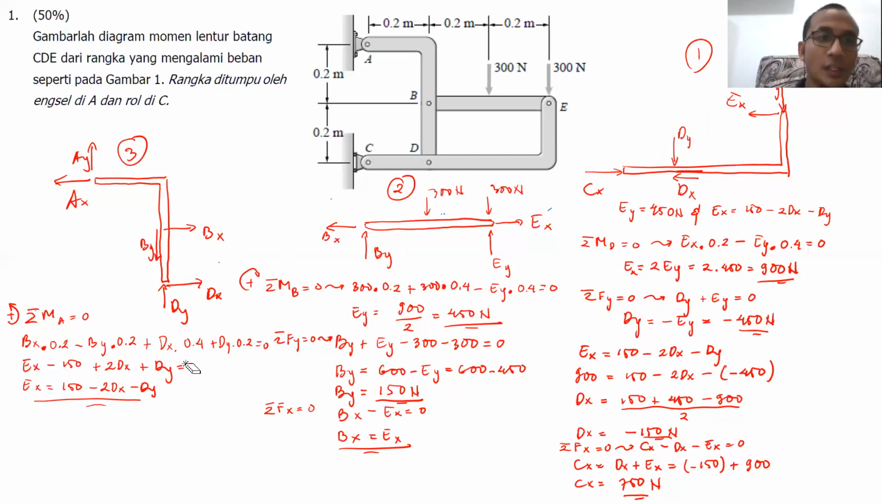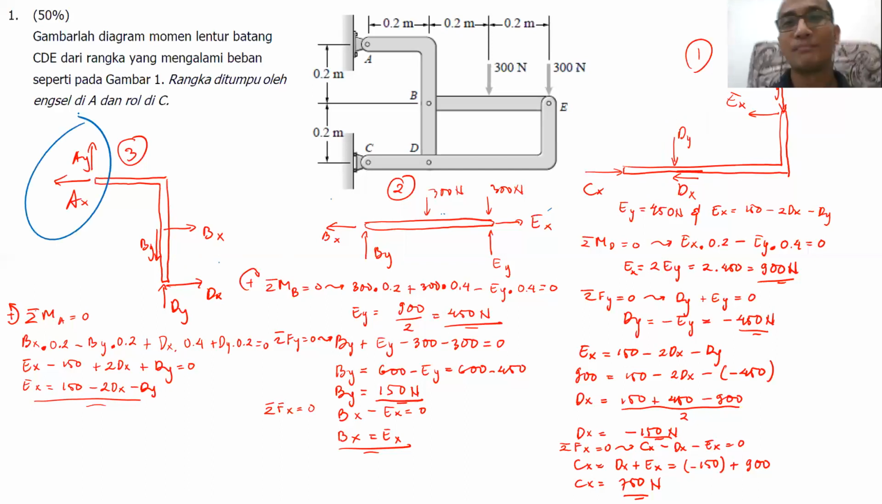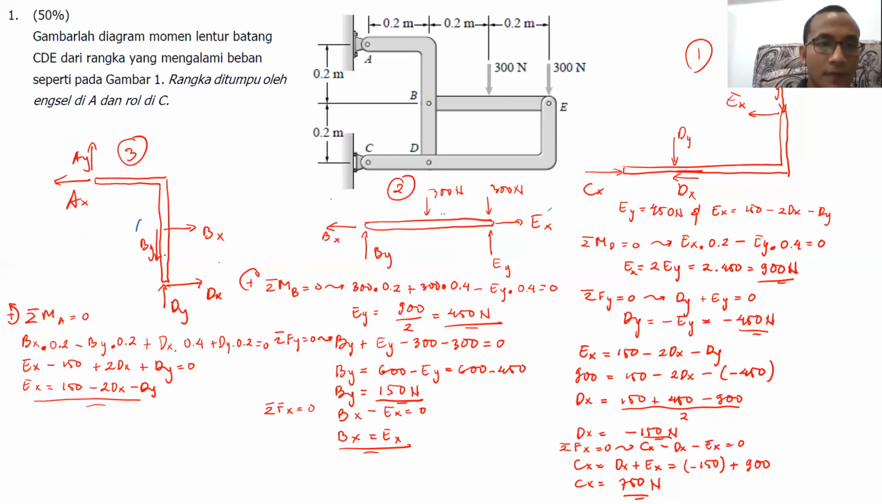Okay, for Ax and Ay, you can put any direction that you want for that one. Okay, I don't care. Right now, for this one, remember that we already have the value of this one, Py, and Px here is supposed to be the same as Ex.